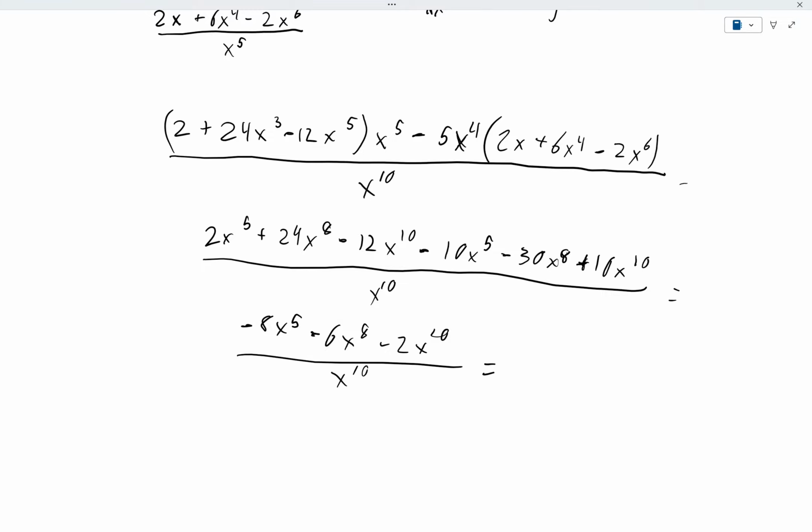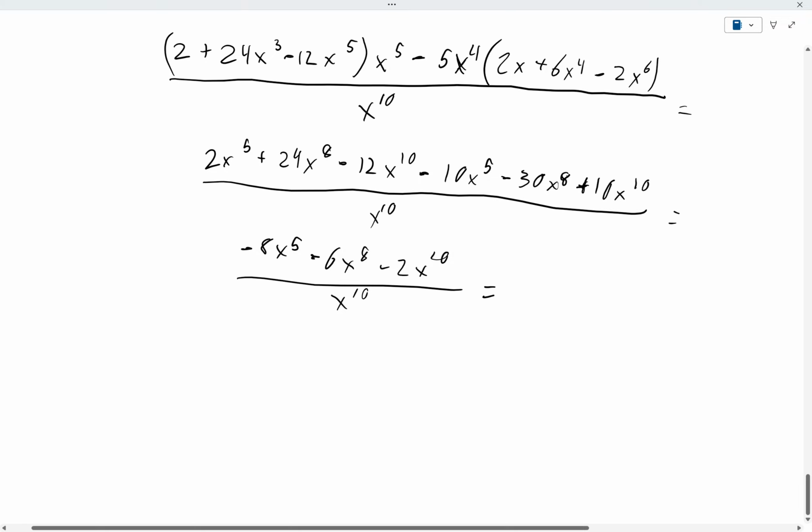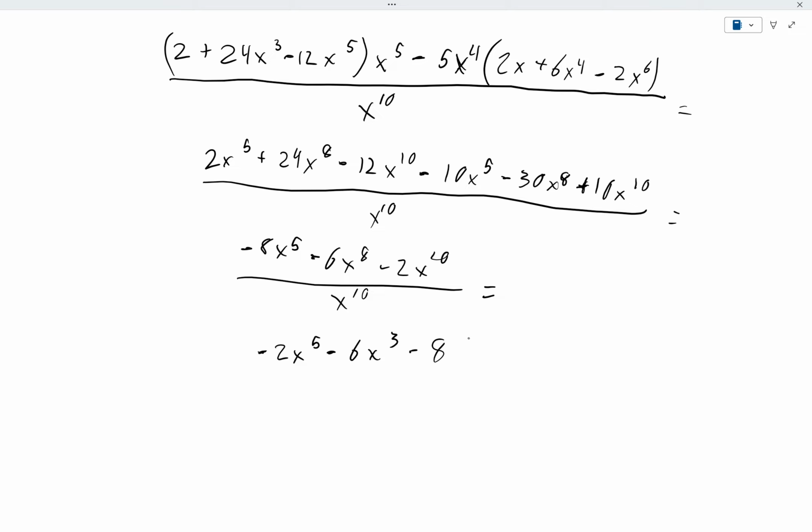And you can factor out a factor of x to the fifth in the top and bottom and divide that out. So you're going to be left with, say, negative 2x to the fifth. I'm rearranging a little bit of stuff here too. Minus 6x to the third minus 8, all over x to the fifth.